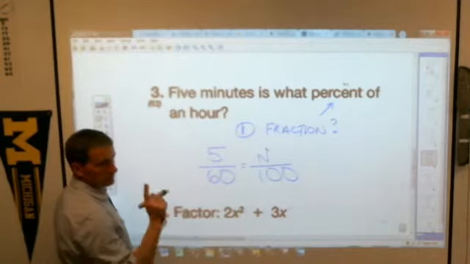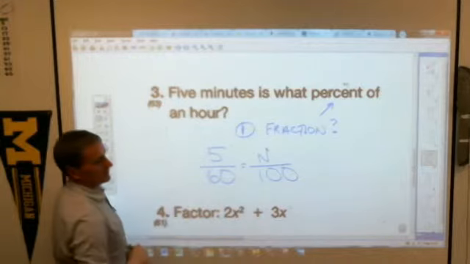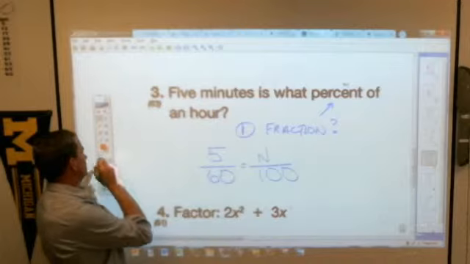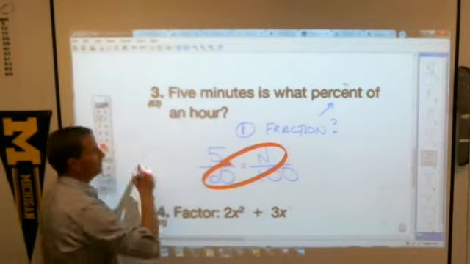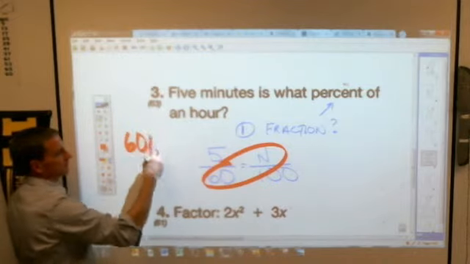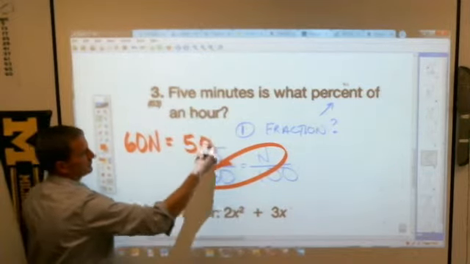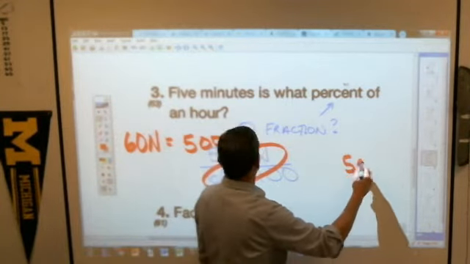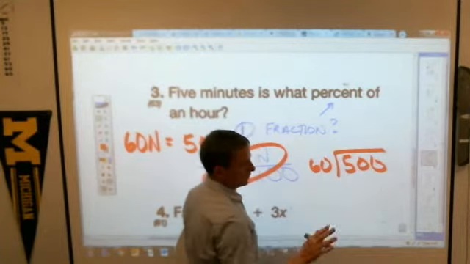I could reduce this to what? Do we know what 5/60 is? But let's not. Let's just do it the way it is, because let's just cross multiply. 60 times n equals, what's 5 times 100? 500. So divide 500 by 60, which we could do easier than that.